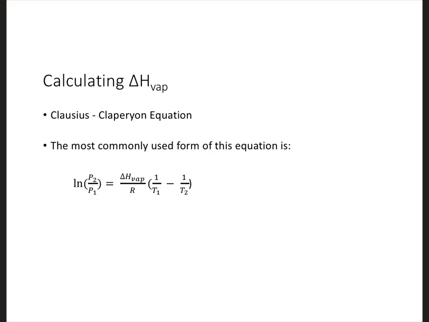So in this, we're looking for things at time 1 and things at time 2. We're looking for the pressure in the beginning and the temperature in the beginning. That would be your P1 and your T1. We're looking for your pressure at time 2 and your temperature at time 2. So this is one of those before and after type problems.